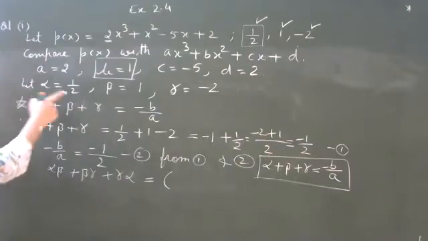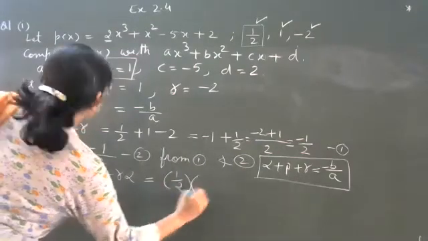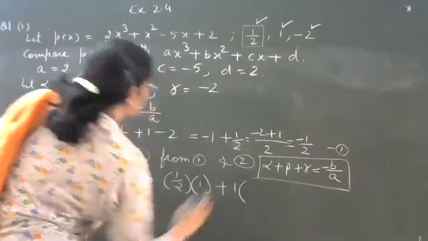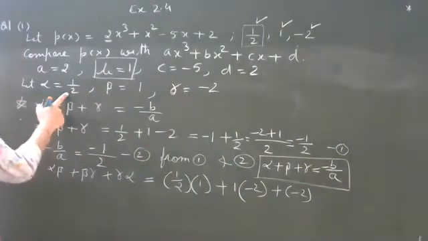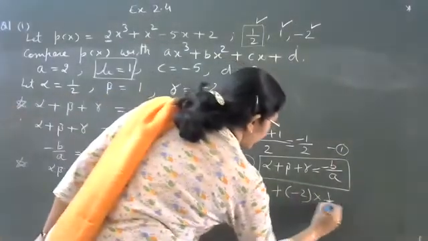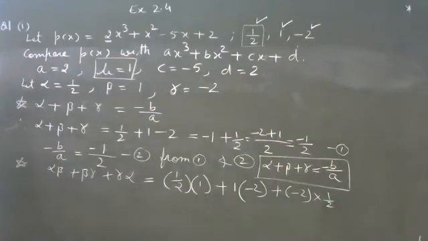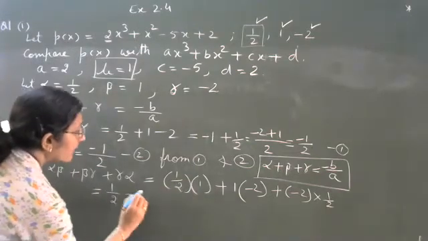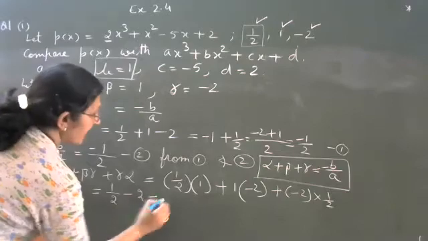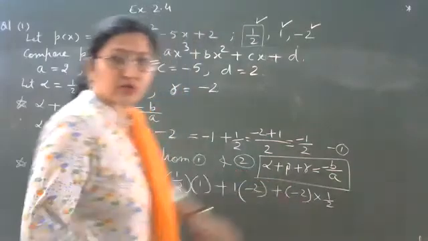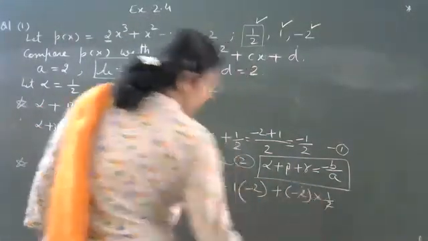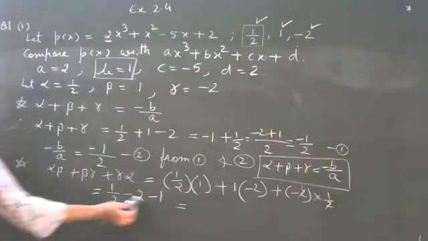Here alpha is half and beta is 1, plus 1 into -2 plus -2 into 1 by 2. So it is the sum of product of zeros taking 2 at a time. So this value is 1 by 2, -2, then -1. यहाँ पे -2 अगेन दोनों कट हो जाएंगे. आपके पास वैल्यू कितनी रह जाएगी? -1.